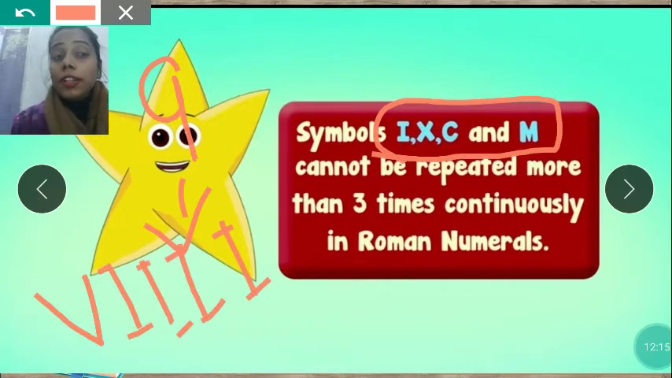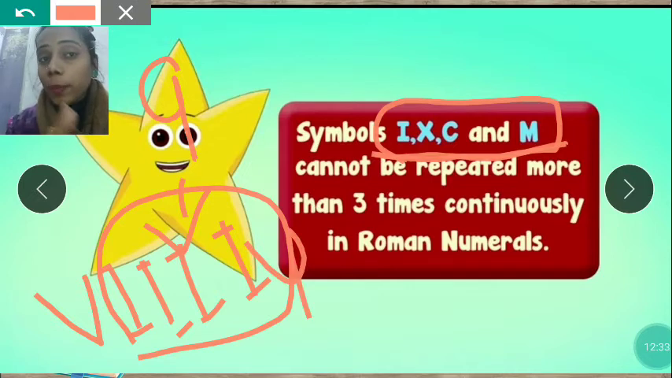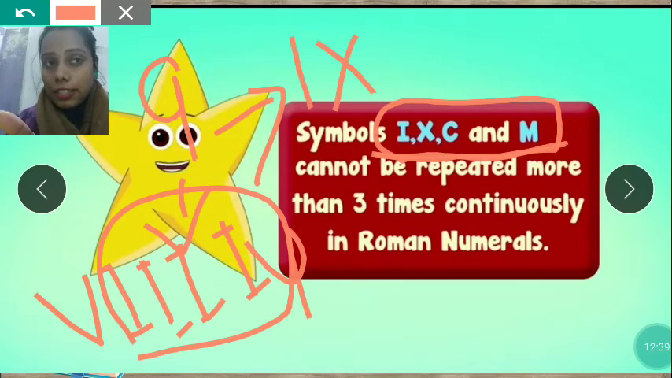Why have we not written it this way? Because symbols like I, X, C and M cannot be repeated more than 3 times. But here we can see it gets repeated 4 times. So we cannot write the number 9 in this way because it is wrong. To write the number 9, we write I, X.